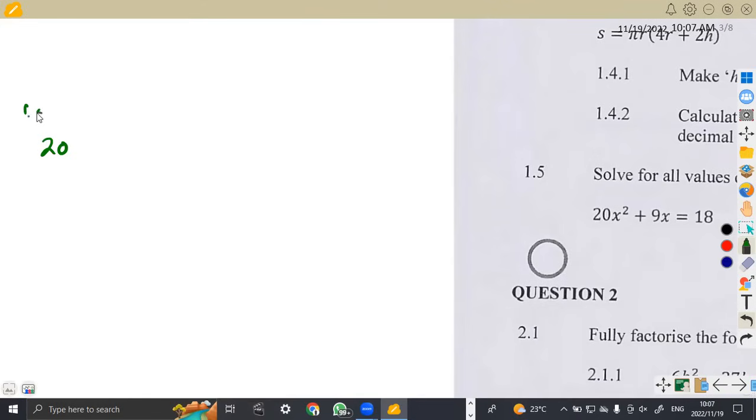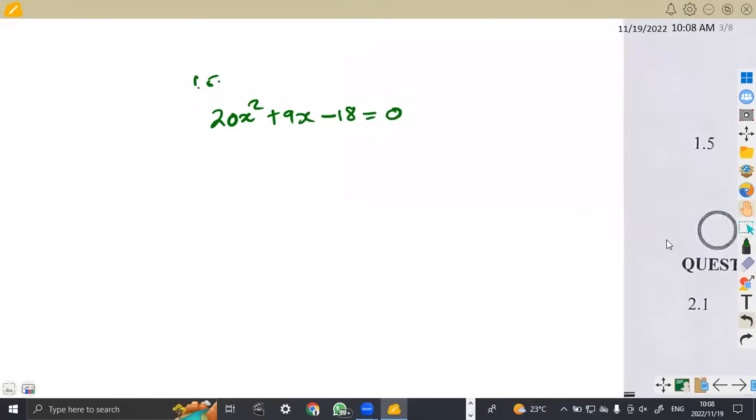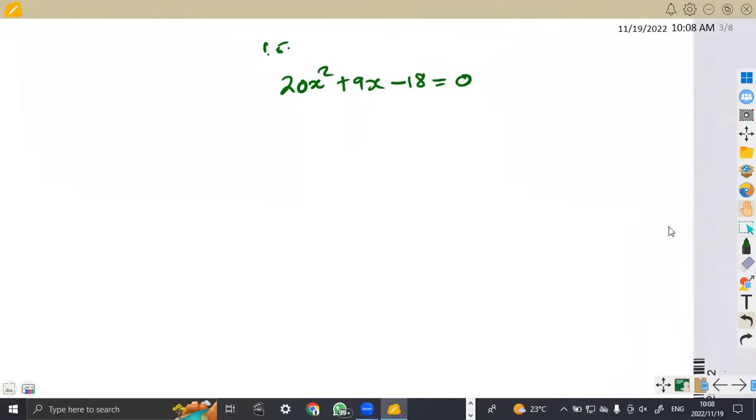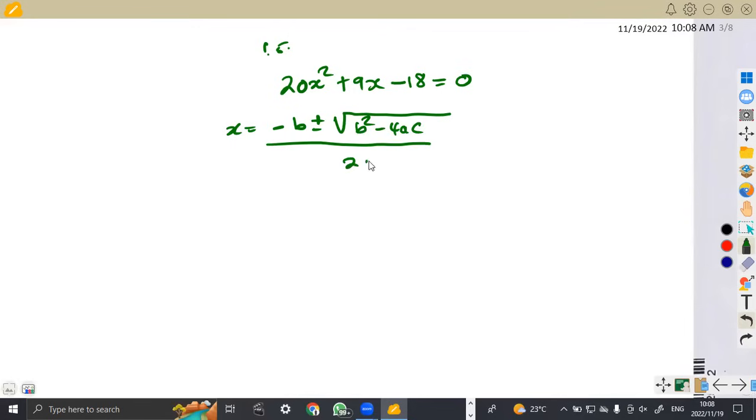So this is 1.5. We've got 20x squared plus 9x, and I can transpose the 18 to this side, so it's going to be negative 18 is equal to 0. So that's a quadratic equation. You can try to use factorization, but if you see that there's a lot, then just use the quadratic formula, because we know that our quadratic formula states that x is equal to negative b plus or minus the square root of b squared minus 4ac, everything over 2a.